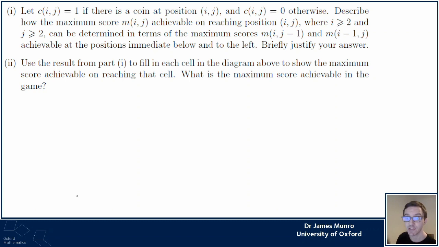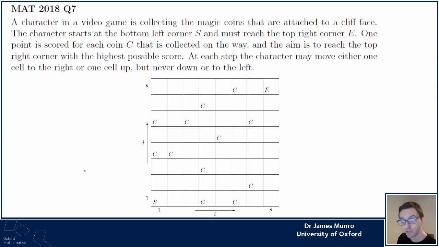Part 2 asks us to use that relationship to fill in each cell to show the maximum score achievable on reaching that cell. So, because my formula depends on the values to the left and below, I need to work from the bottom left corner upwards. I can't start over here because I don't know these numbers yet, so I don't know the maximum of those ones. I want to get to the end, but I've got to start from the start.